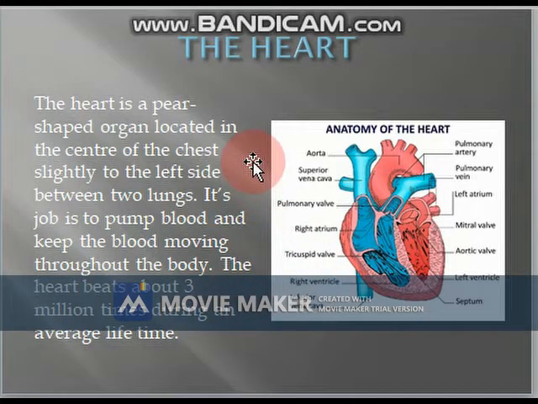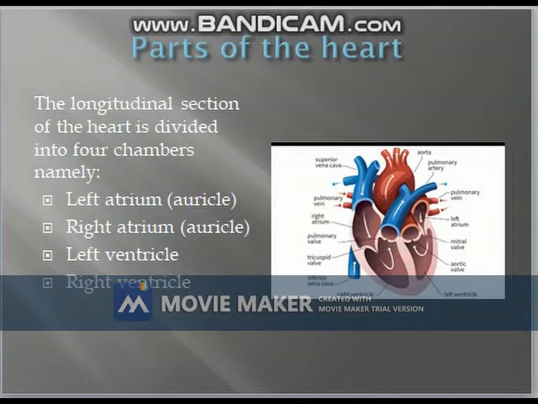To the right of our screen, we have the various parts of the heart, which we refer to as the anatomy of the heart. You can identify the aorta, the superior vena cava, the pulmonary valve, the right atrium, the tricuspid valve, the right ventricle, the inferior vena cava, the septum, the left ventricle, the aortic valve, the mitral valve, the left atrium, the pulmonary vein, and the pulmonary artery. These parts of the heart will be dealt with in detail later. So we proceed to look at the parts of the heart.